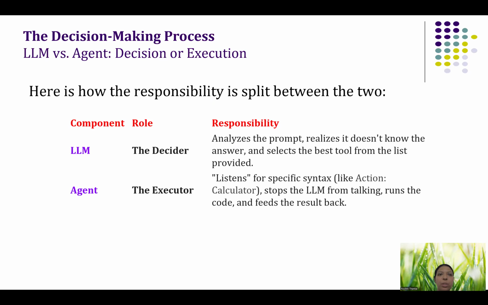The agent is like software that reads the text and carries out the commands. When we see who does which job role, the LLM is like a decider. The LLM will analyze the prompt and realize it doesn't know the answer, but it selects the tool for it. For example, it doesn't know the answer from the medical literature, but it knows where to get this data. It will suggest we use the PubMed retriever. Or if it needs to do some mathematical calculation, it will suggest, okay, use a calculator. That is done by the LLM, the decider.